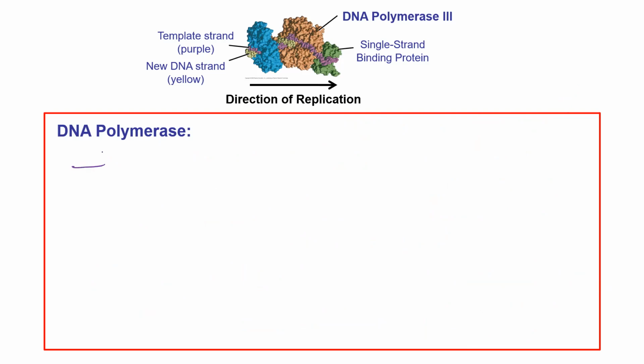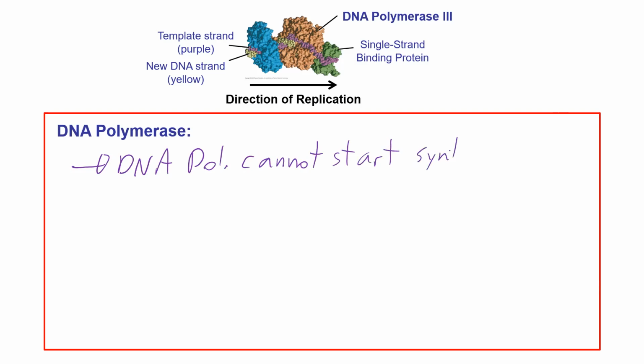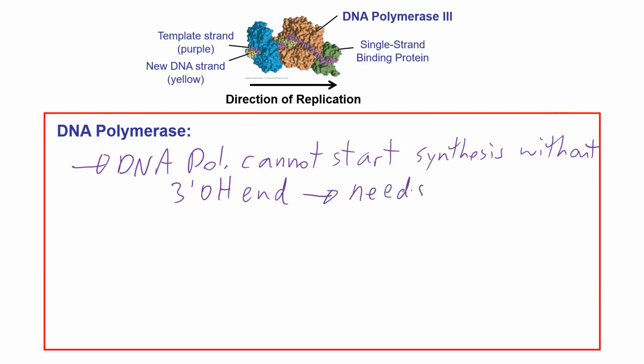So DNA polymerase, we'll call it DNA pol, unfortunately cannot start synthesis on its own. So it cannot start synthesis without that 3' end. So the consequence is it needs, and we'll talk about what this means in a minute, a 3' OH primer. A primer kind of means a starter of something. And we'll talk about where that starter comes from in a bit, but it's actually going to be an RNA primer for some reason.